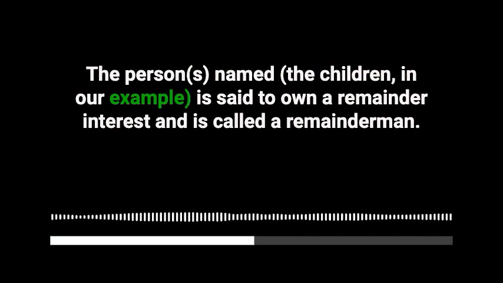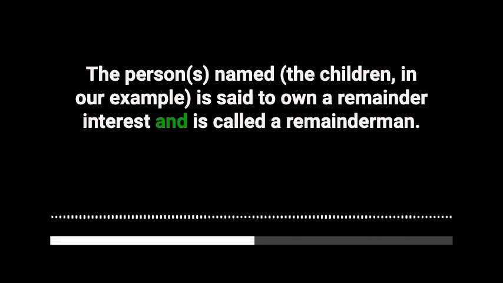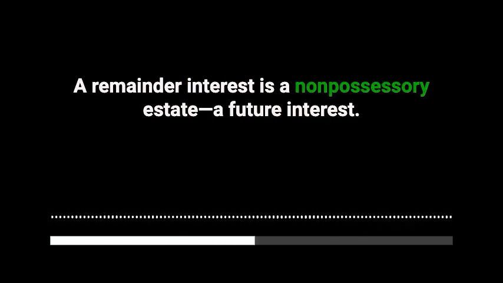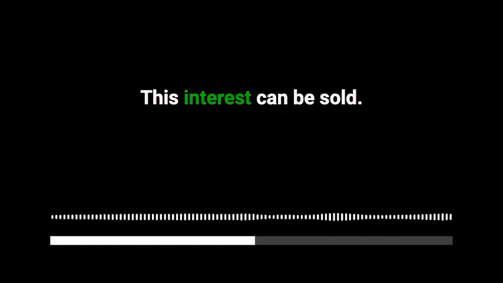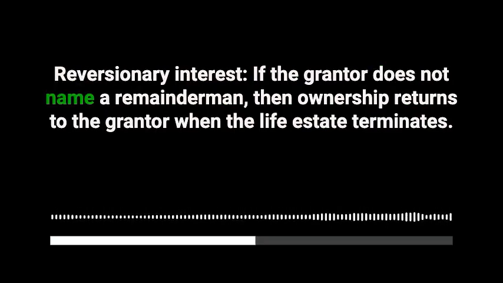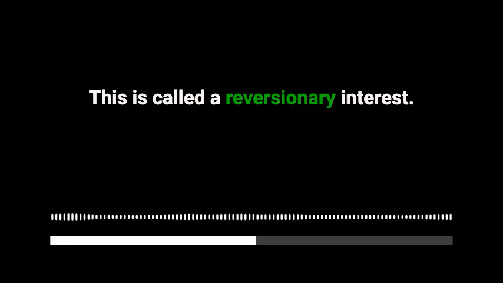The person named is said to own a remainder interest and is called a remainderman. A remainder interest is a non-possessory estate of future interest. This interest can be sold. Reversionary interest: if the grantor does not name a remainderman, then ownership returns to the grantor when the life estate terminates. This is called a reversionary interest.